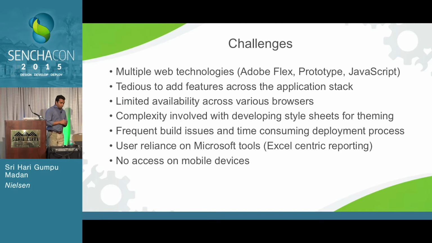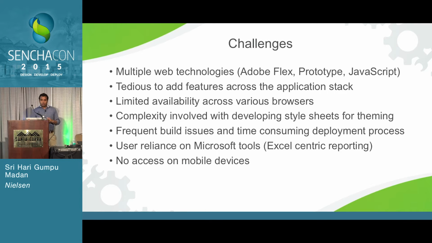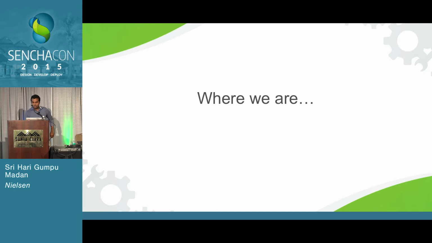Even though we provided so many features on the web, our clients still used to run those reports, take the data, export it into Excel, and do all the analysis in Excel. Even though we had such a good framework. And with Flash, forget about access on mobile devices. So these are the challenges that we faced, and next I'm going to show the framework we built using Ext JS, and how we were able to resolve most of those challenges.